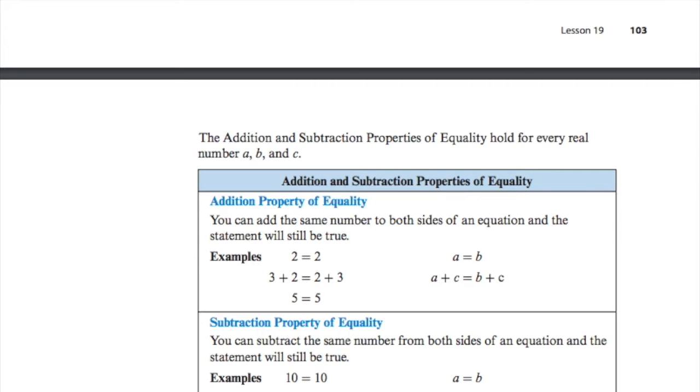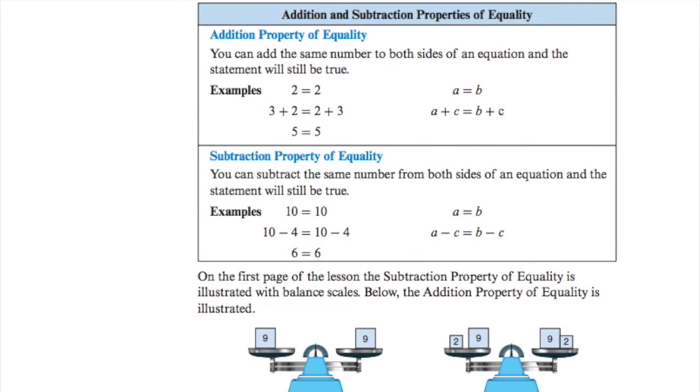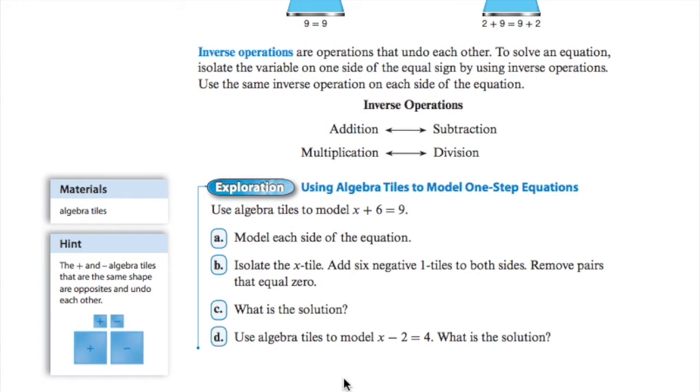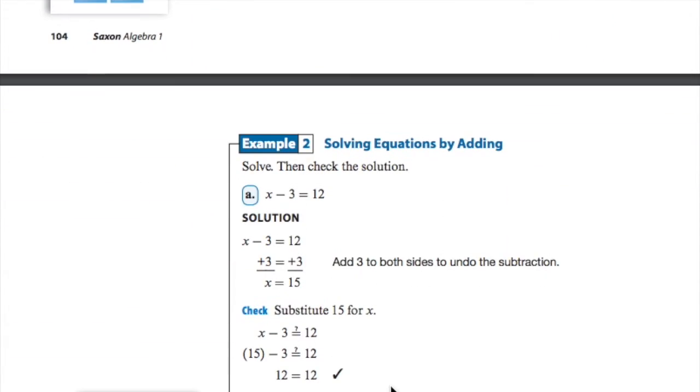These are sometimes called inverse operations because in an equation that has addition, you're going to do subtraction, you do the opposite. In an equation that has subtraction, you do addition. In an equation that has multiplication, you do division, and in an equation that has division, you do multiplication. Today we're focused just on addition and subtraction. Your exploration in this activity goes through and uses tiles to model what this looks like. We're going to jump right into solving equations by adding and subtracting in example 2 and example 3.